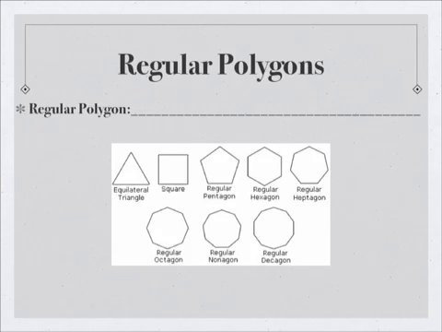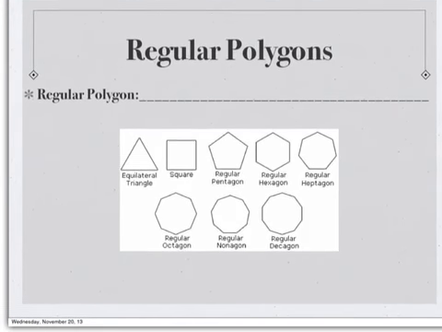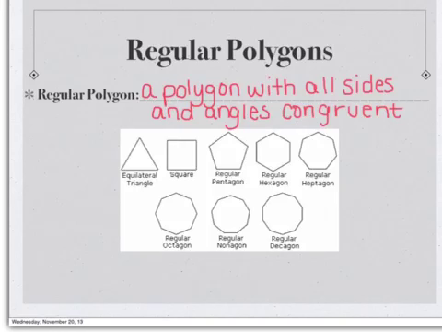Okay, now we're on to regular polygons. So up until now, everything we've done works for any polygon. Now we're talking about what a regular polygon is. And the definition of regular polygon is a polygon with all sides and all angles congruent. Okay, so a polygon with all sides and all angles congruent.